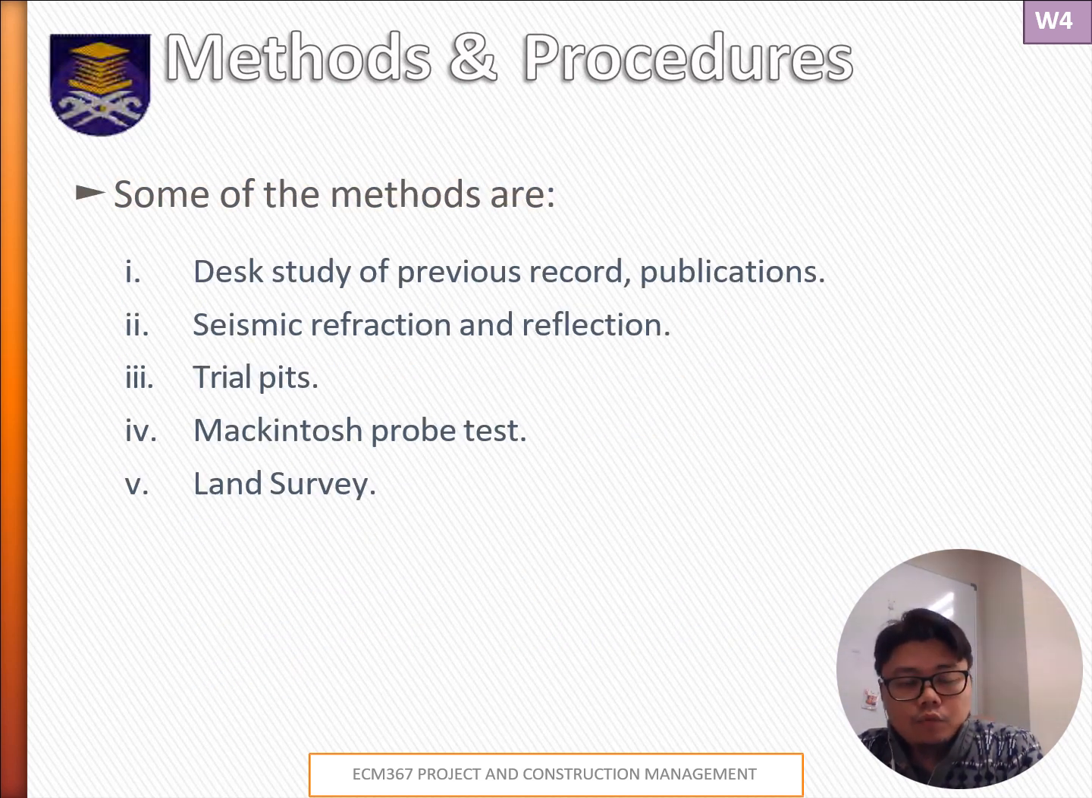The methods for site investigation range from desk studies, which review existing records and publications, to seismic tests and trial pits, to tests like the Macintosh probe and general land surveys. Each of these methods has its strength and is selected based on the factors that I mentioned just now to ensure a comprehensive understanding of the site. So these are just some of the methods.